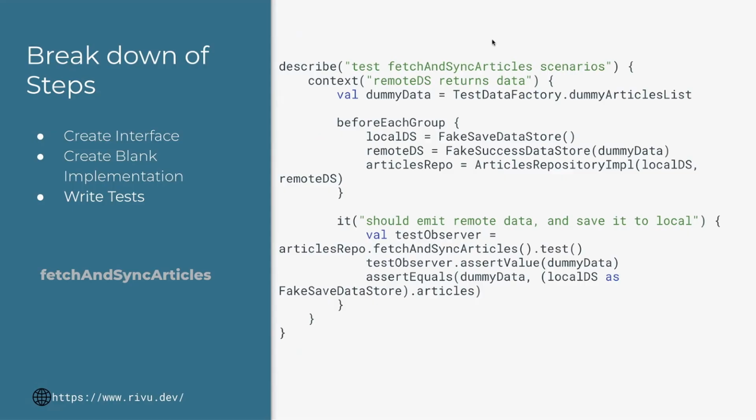As you can see, I have used fake implementations here. For the local data store, I am using the fake save data store. Remember that, because that's where you can actually save the data and assert. For the remote DS, I am using the fake success data store that will return the stub data that I have called dummy data here on the top. And for the articles repository implementation, I am just passing those two instances.